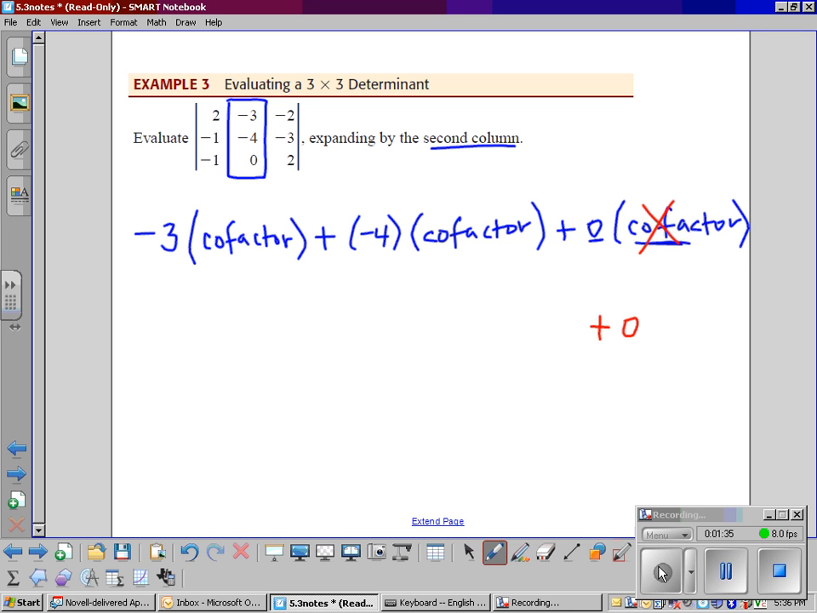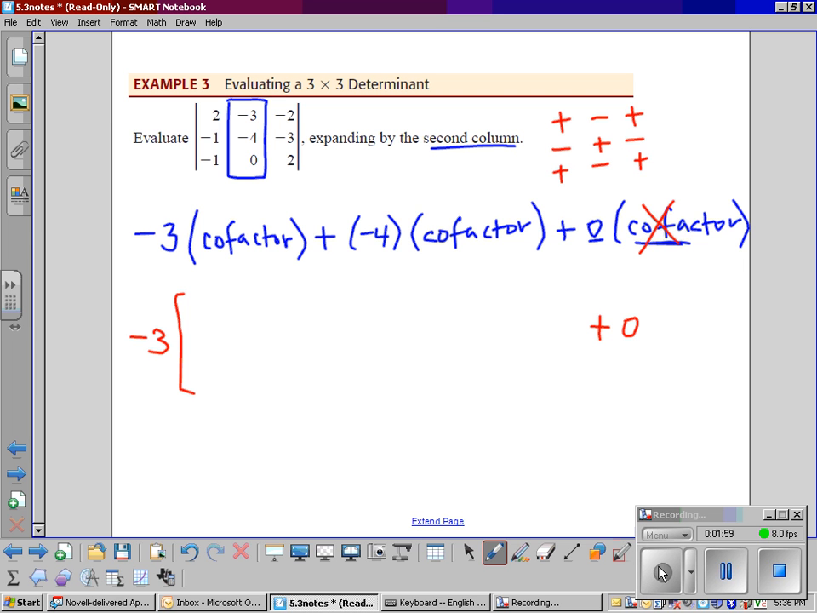Now let's go back and fill in our cofactor like we did on the previous slide, and then multiply that cofactor by its element, -3. To find the cofactor, and this bracket is just a grouping symbol, first I need the sign, and then I need the minor. So this is a 3 by 3. I want a 3 by 3 sign chart.